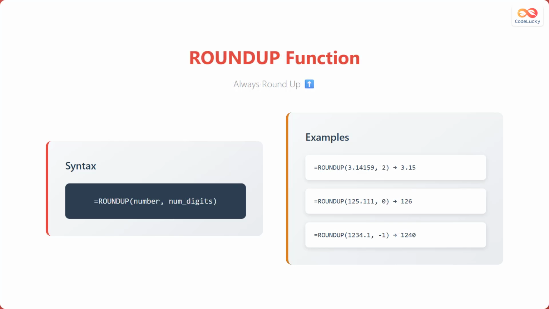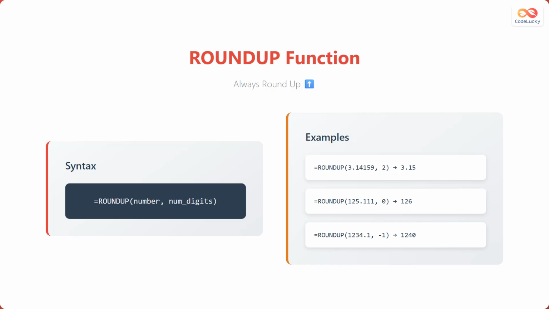Next, let's discuss the ROUNDUP function. This function rounds a number up, away from 0, to the specified number of digits. Here's the syntax: =ROUNDUP(number, num_digits). The number argument represents the numeric value you wish to round up. The num_digits argument indicates the number of digits to which the number should be rounded. Now let's look at some examples of the ROUNDUP function.